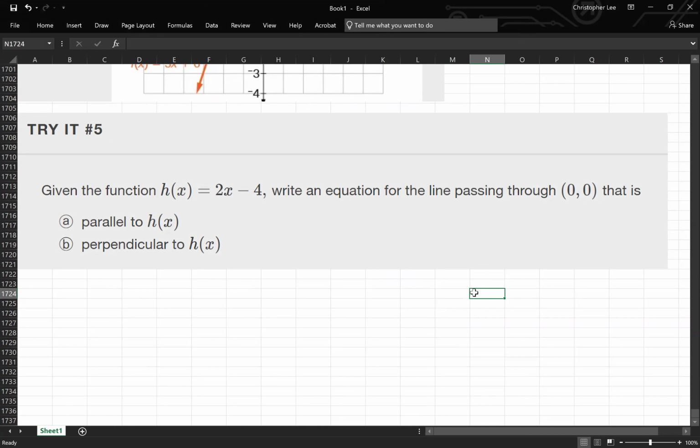So I'm giving you an original function. I'll give you a point that it goes through. I want two things. I want a parallel line and I want a perpendicular line here.